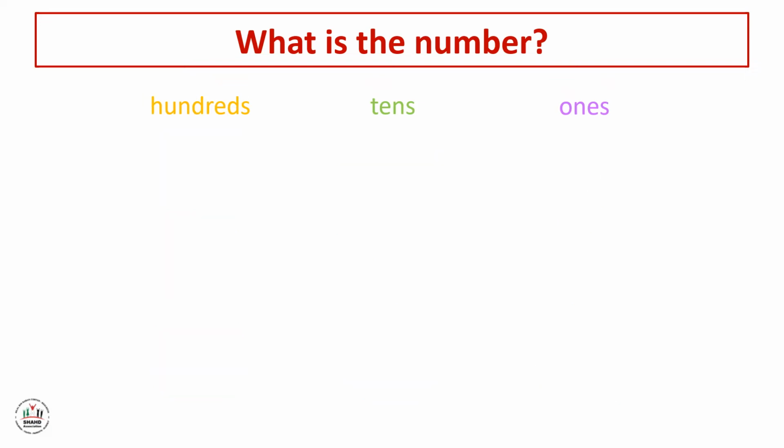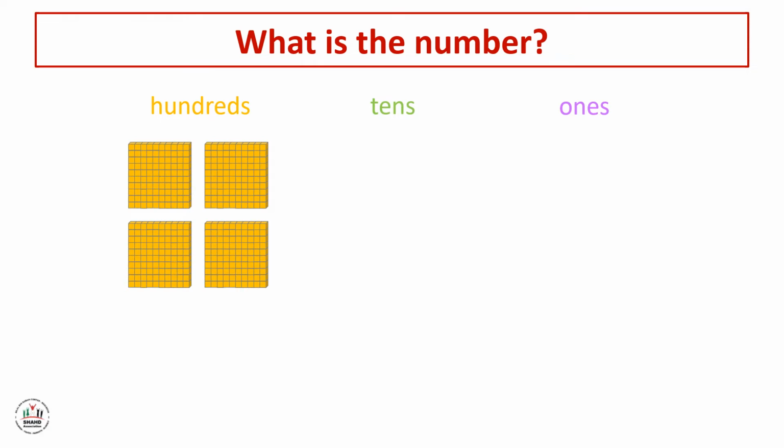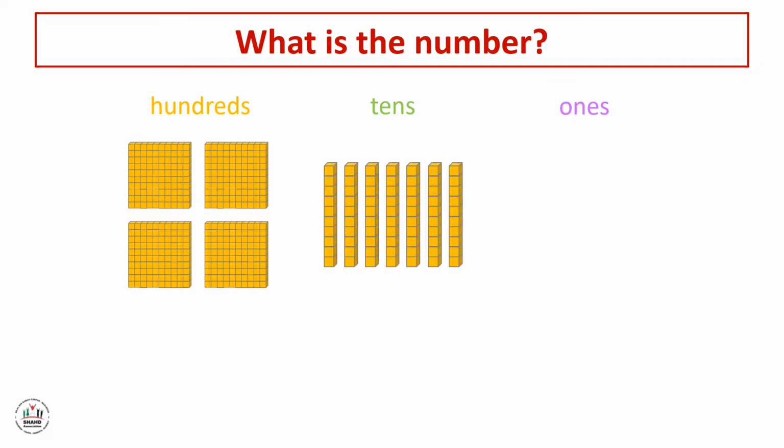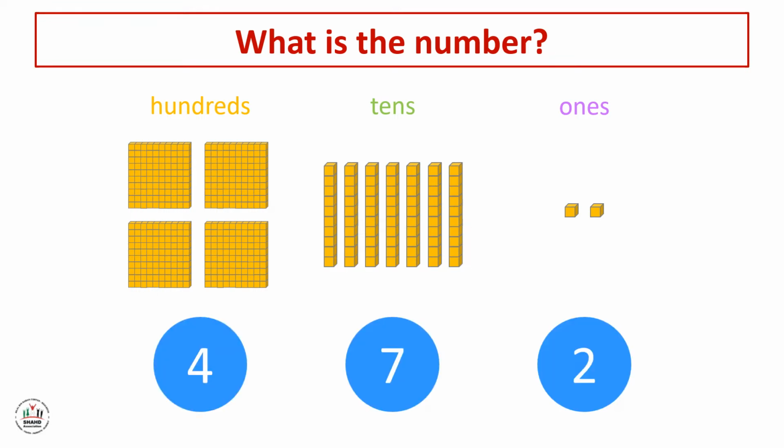The last one here, how many hundreds we have here? We have 4 hundreds. And how many tens we have here? We have 7 tens. And we have 2 ones. So we have 4 hundreds, 7 tens, and 2 ones. So the number is 472.